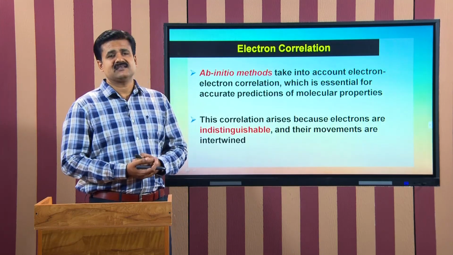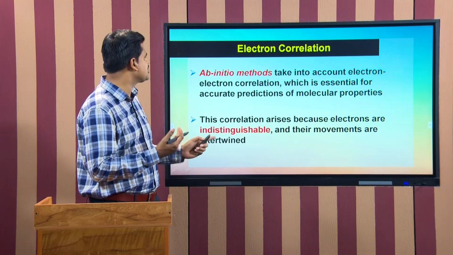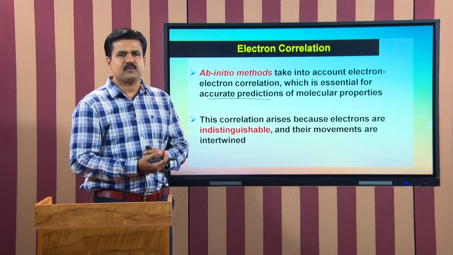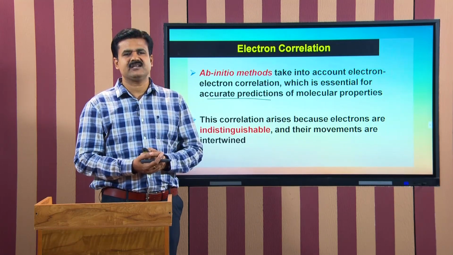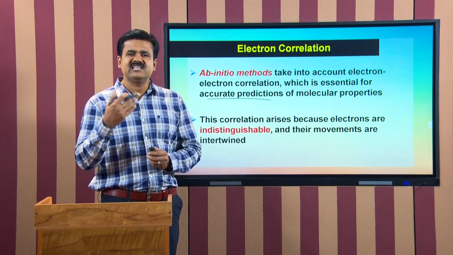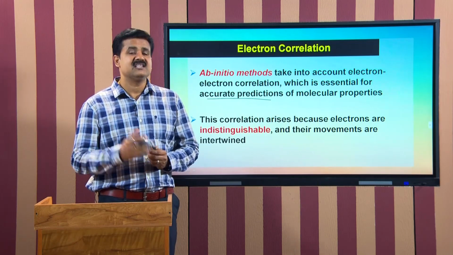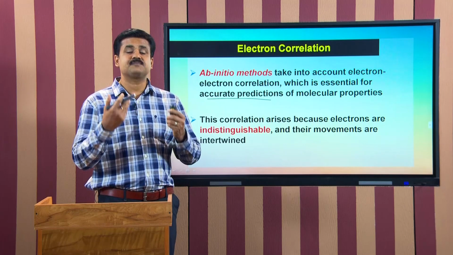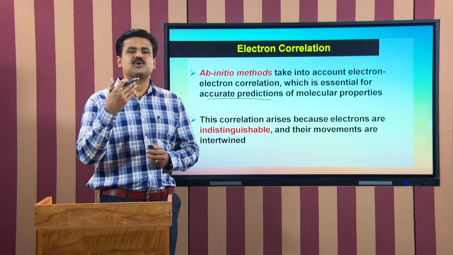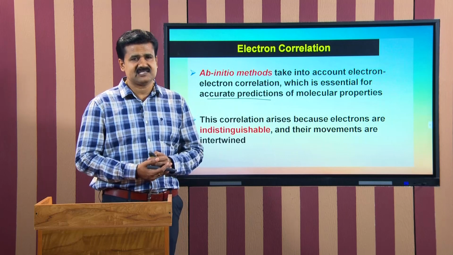Ab initio methods take into account electron-electron correlation, which is essential for accurate predictions of molecular properties. This correlation arises because electrons are indistinguishable and their movements are intertwined. We know electrons are fermions, they have a half integral spin, and these particles are totally indistinguishable, and hence the electron correlation is important as far as ab initio calculations are concerned.